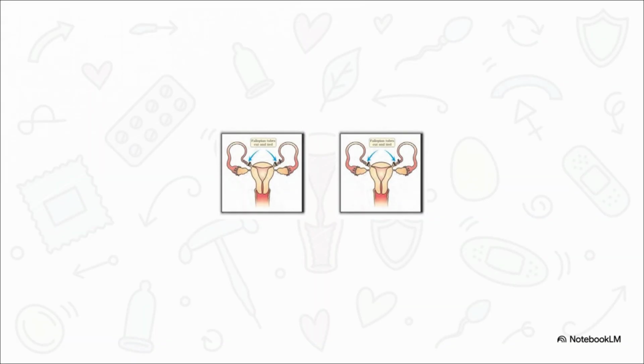In a vasectomy, the tubes that carry sperm, the vas deferens, are cut or tied. It's a simple procedure that just blocks the sperm from getting out. In a tubectomy, the fallopian tubes are cut or tied, which stops the egg from being able to meet the sperm. Both are permanent and highly effective ways to prevent pregnancy.